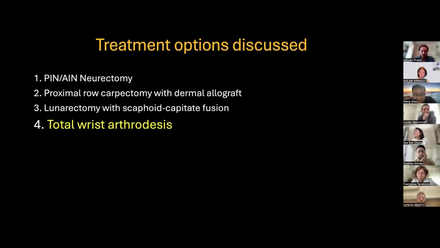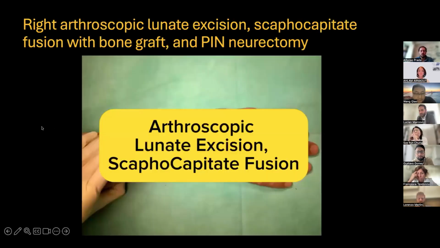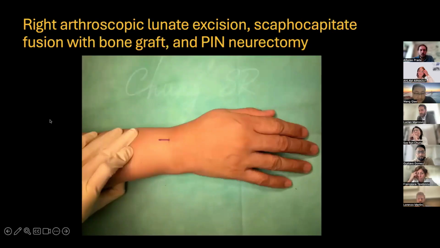Then another choice is the lunatectomy with scaphoid capitate fusion. This will not alter the carpal structure too much, and the patient will retain some motion and strength. Then the other one is total wrist arthrodesis, which is quite definite for the pain treatment, but the patient will obviously lose all the range of motion of the wrist. So eventually, the patient chose to do the lunatectomy and the SC fusion.